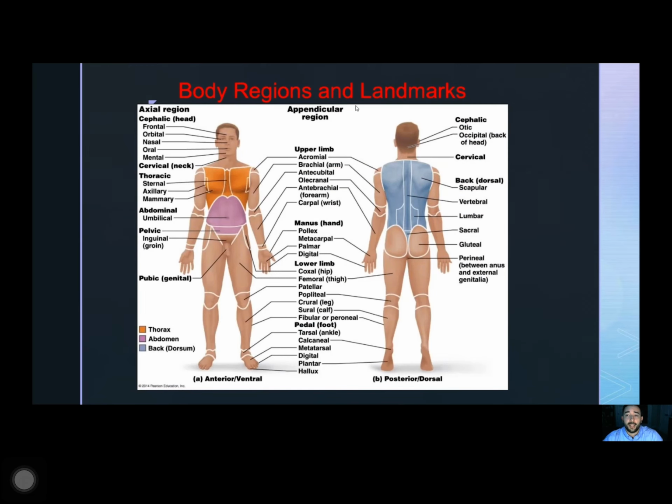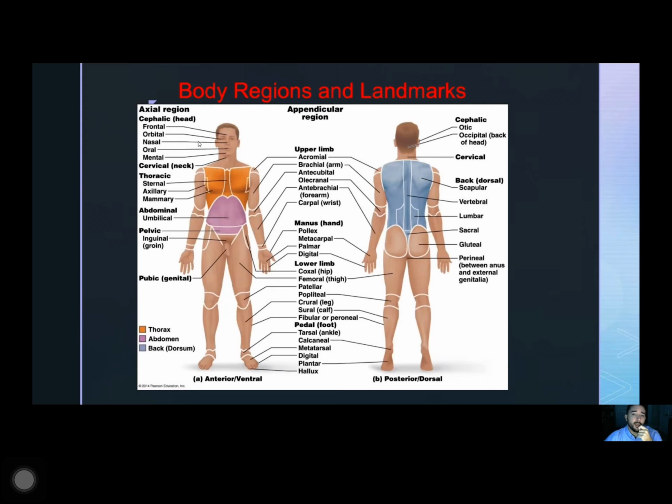So body regions and landmarks, you can see that this whole thing is in red. In class, we don't talk about each one of these individually, but you will need to know them. So make sure you guys star and highlight this slide right here. It's very, very important. Just for time's sake, we will not explain each one of these words to you, but you do need to know all of these words on this slide right here.